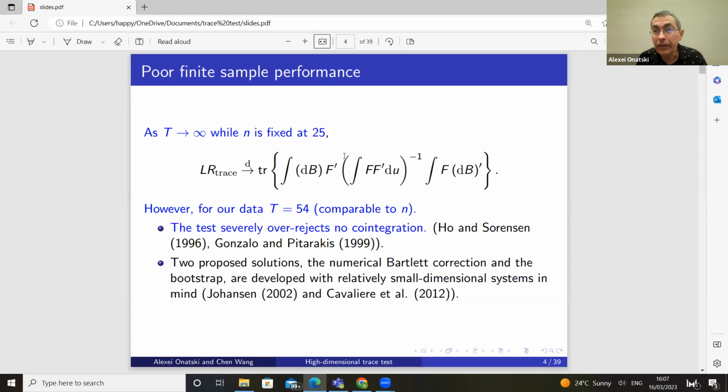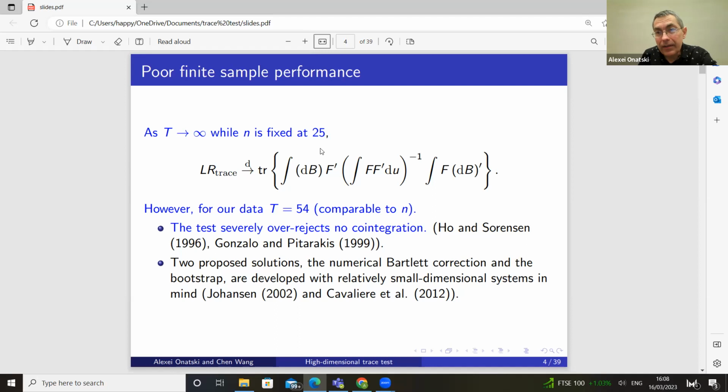You can find critical values, and such simulations were actually done for relatively small n. You can find them in the textbook up to n equal to 12. However, in our data, t is 54. I only have 54 years of data, and 54 is slightly more than twice n. It's a big stretch of imagination to say that t goes to infinity but n is fixed when t is just twice the size of n.